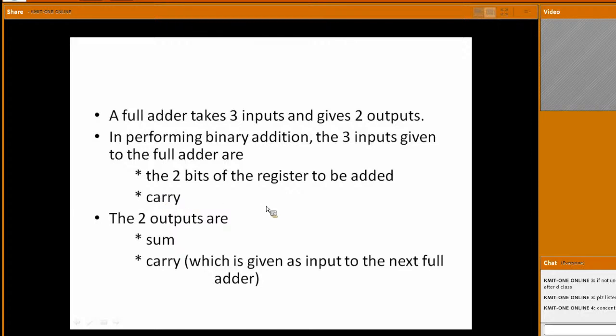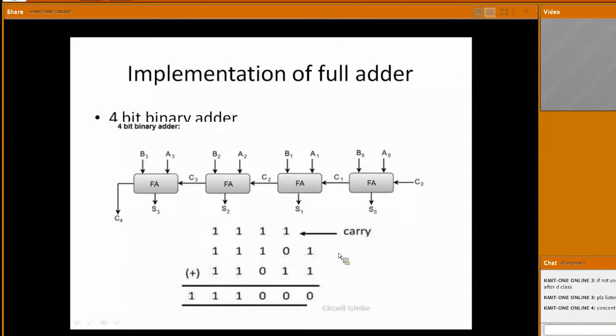Because one output of one full adder we are giving as an input to the next full adder, that is your carry value, right? And this full adder is giving you 2 outputs. What are those 2 outputs? When you perform addition of 2 bits, you will get a sum value, and sometimes you will get a carry value. Those are the 2 outputs of the full adder. So one is sum and the second one is carry. This carry output is given as an input to the next full adder.